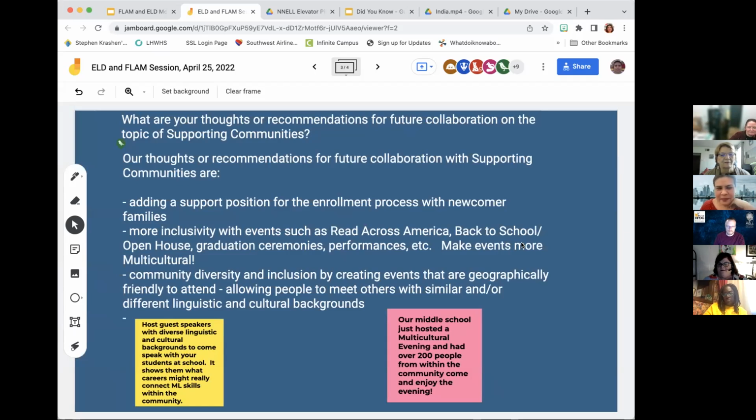So group 3, we talked about supporting communities. I believe it was Jessica from Hazelwood who talked about how they've been able to translate such things as the enrollment process, being able to support those families coming in right at the beginning of enrollment, and also adding some events along with that, cultural events, literacy events, such as Read Across America, Back to School Open House, graduation performances, and so on.